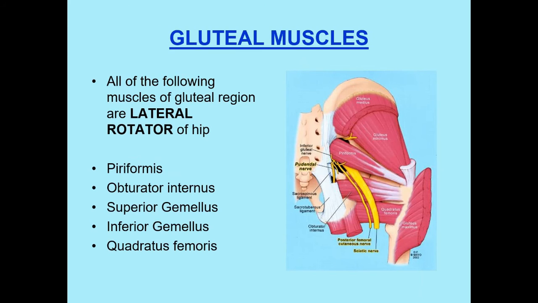All of the following muscles of the gluteal region are lateral rotators of the hip. Number 1, piriformis. Number 2, obturator internus. Number 3, superior gemellus. Number 4, inferior gemellus. Number 5, quadratus femoris.